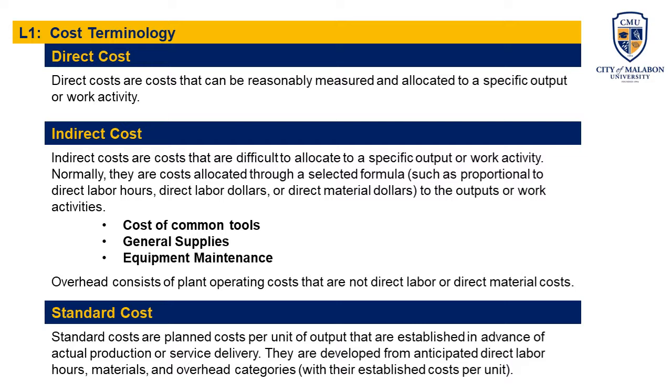Next, standard cost. Standard costs are planned costs per unit of output that are established in advance of the actual production or service delivery. They are developed from anticipated direct labor hours, materials, and overhead categories.